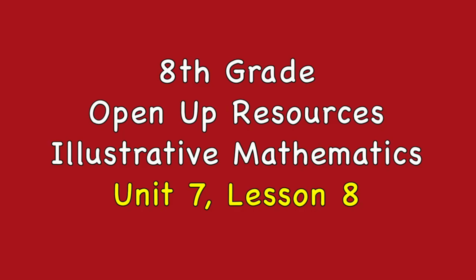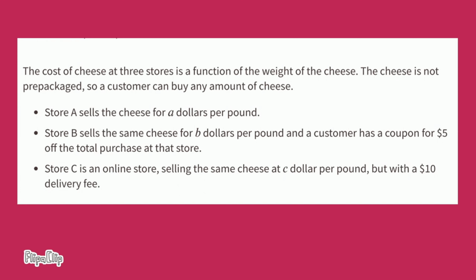Number 4. The cost of cheese at 3 stores is a function of the weight of the cheese. The cheese is not prepackaged, so a customer can buy any amount of cheese. Right away, I notice some differences. Store A sells the cheese for A dollars per pound, but Store B sells the same cheese for B dollars per pound, and a customer has a coupon for $5 off the total price at that store. So that's a coupon that takes $5 off of the price.